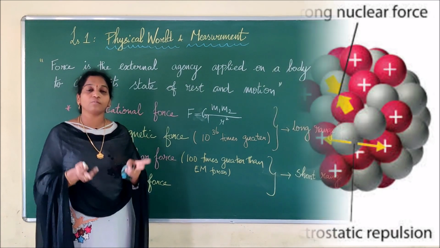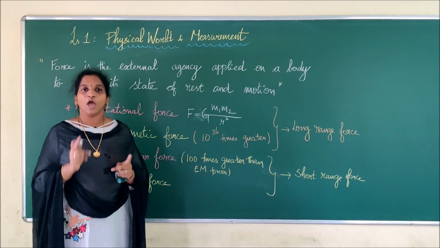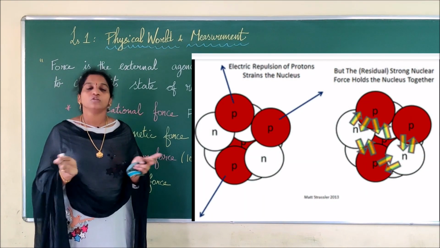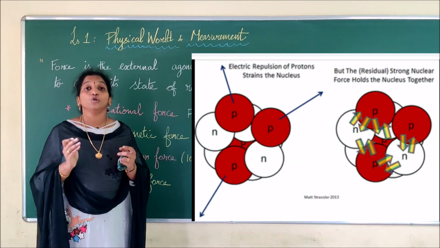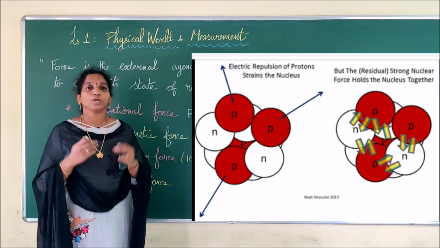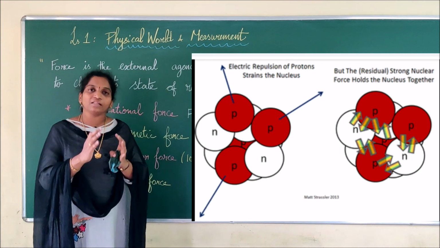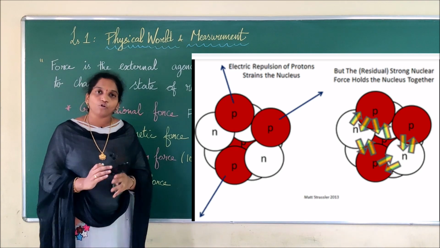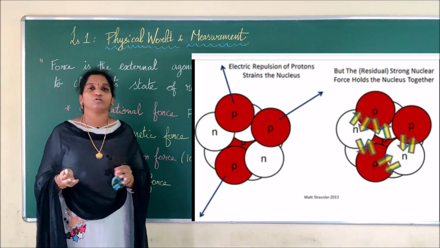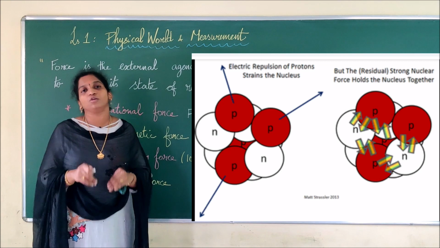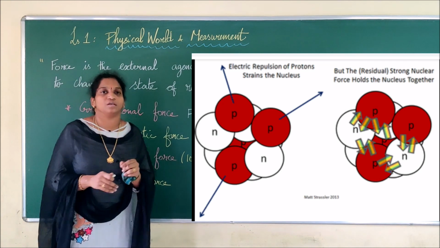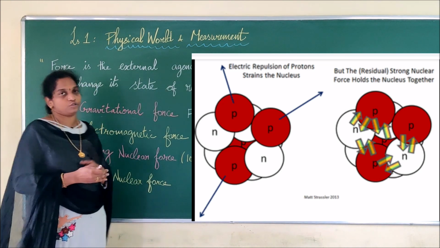We call them together as a nucleon. A proton and a neutron joined together is called a nucleon. So there are some forces acting in order to bind proton-proton, proton-neutron, or neutron-neutron together inside the nucleus. We call that force the strong nuclear force.